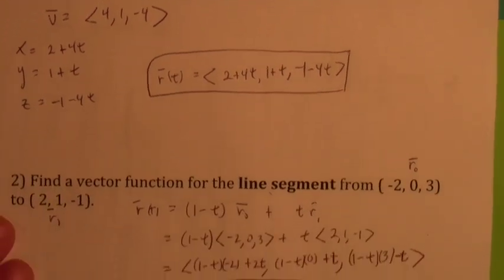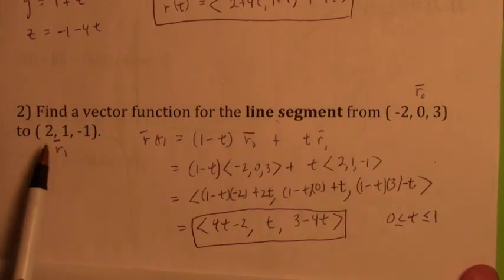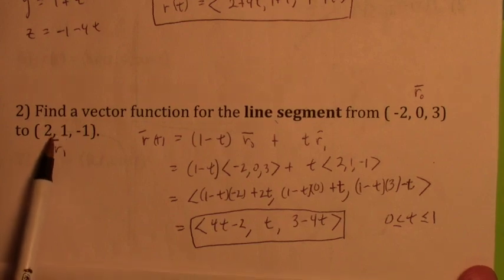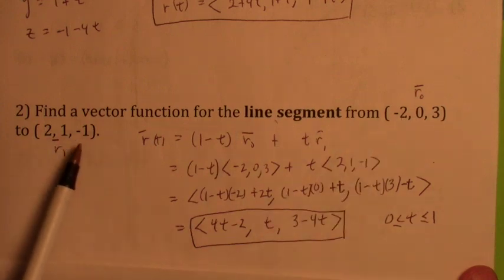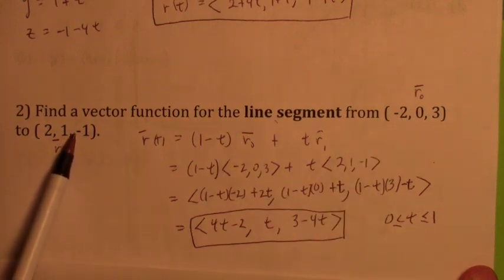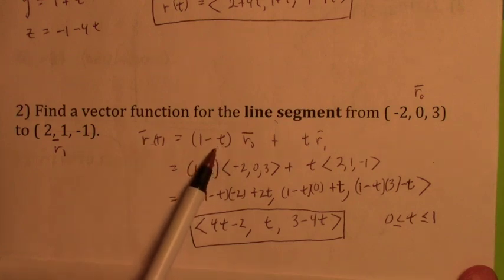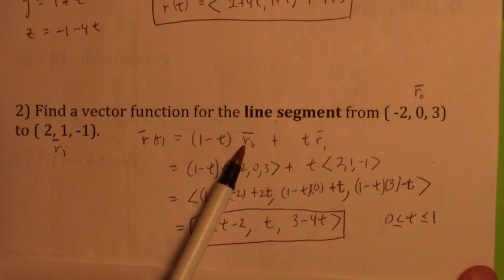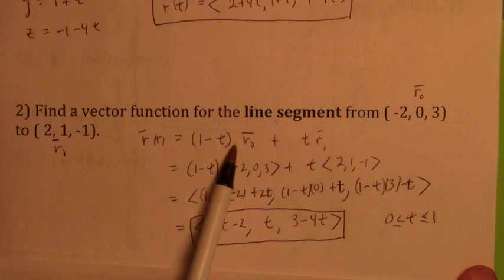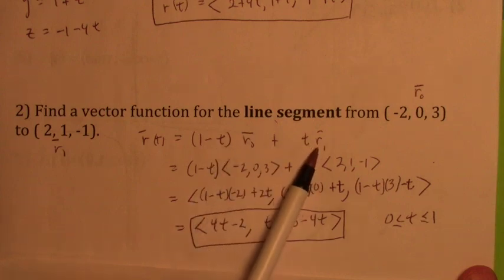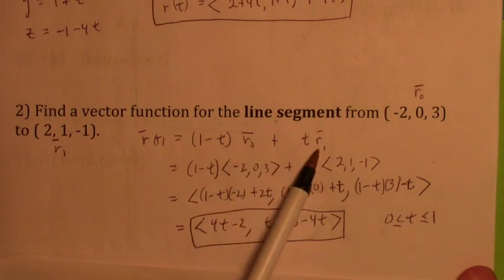How about this? This is a little different. Suppose you want to find a vector function for the line segment from this point to this point. Well, what I'm going to do is actually find the equation of the line segment. When t equals 0, you're at this point. When t equals 1, you're at this point. It's not too hard. Think about it this way. R of t at t equals 0, notice this is 1, so you're at the vector r0, and this vector is 0. And at t equal 1, this vector is 0, and this vector is r1. So at t equals 0, you're at r0, and at t equal 1, you're at r1.